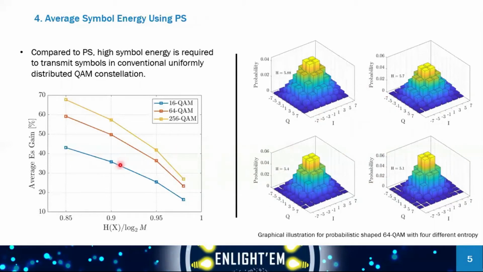In this figure here, I have plotted the average symbol energy gain in percentage from PS over uniformly distributed QAM in terms of different choices of entropy for modulation orders of 16, 64, and 256. For 64 QAM, for instance, it is possible to have an average symbol energy gain from 22%, which is using 5.88 bits, to almost 60% at 5.10 bits.